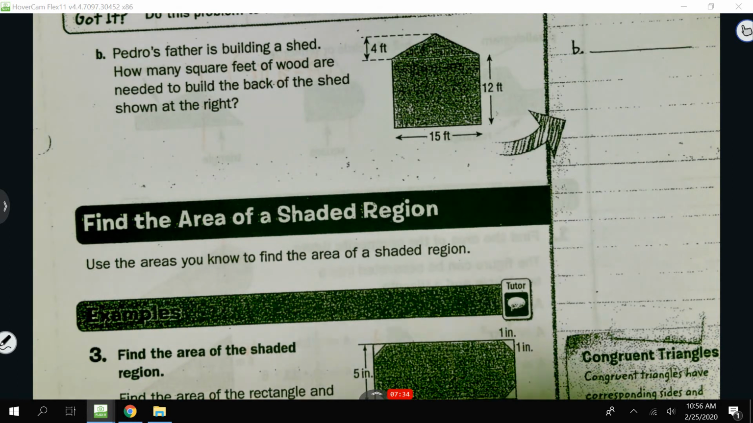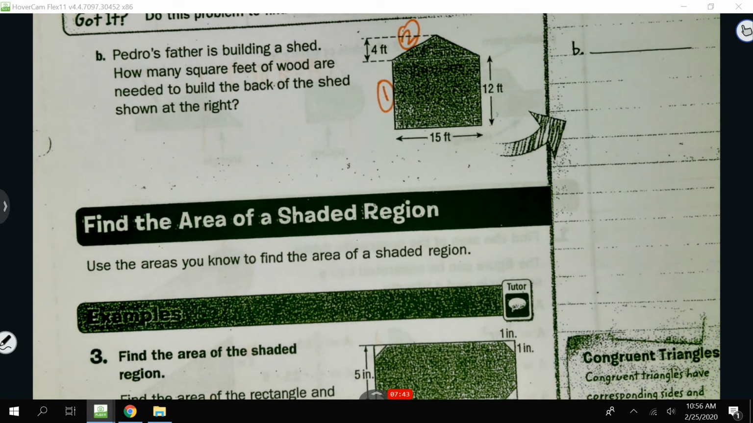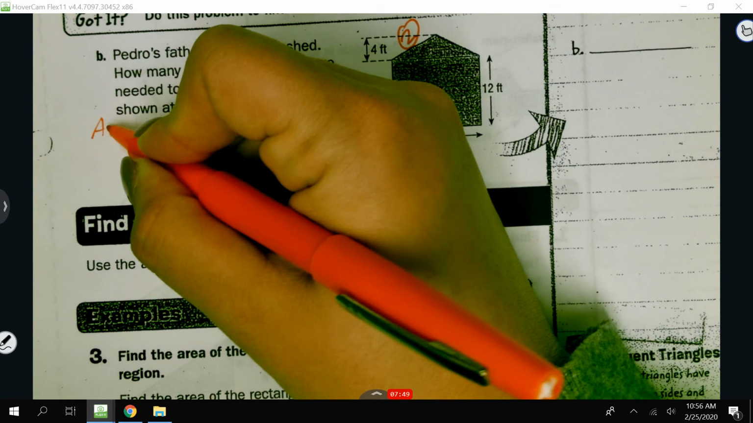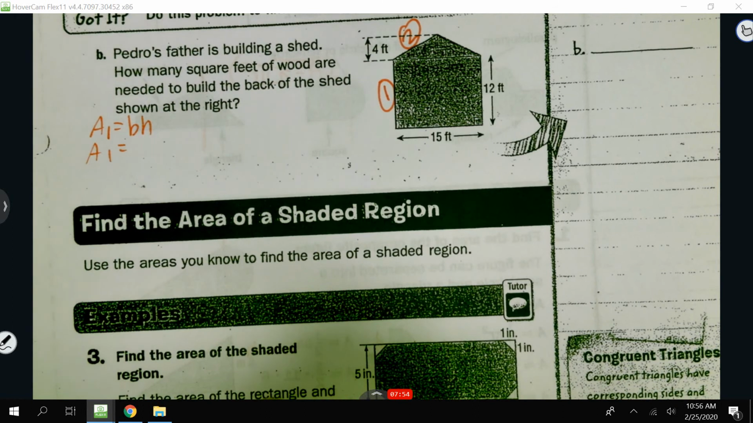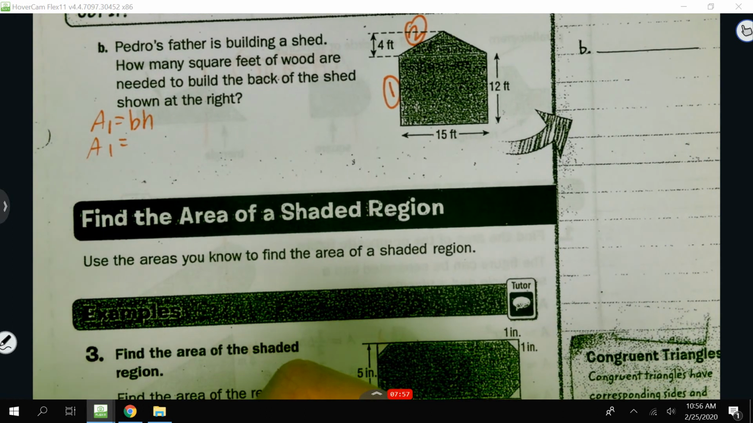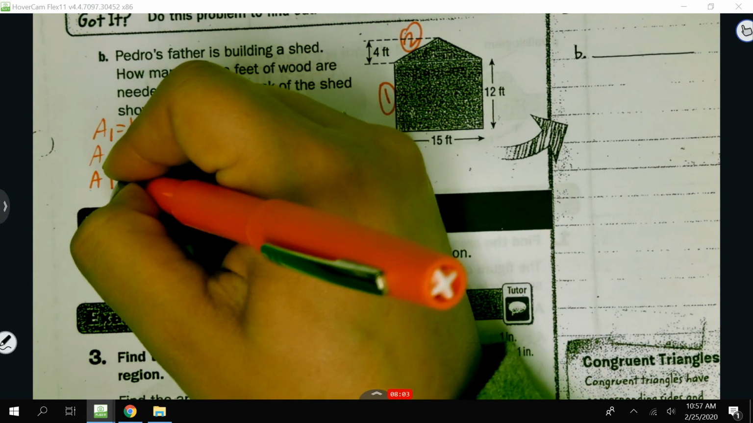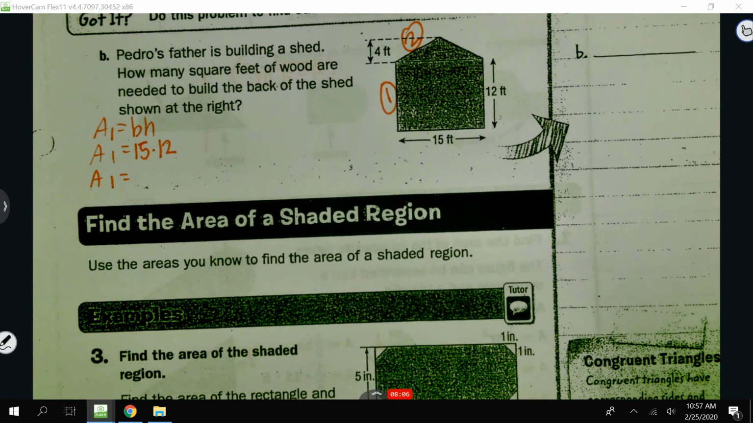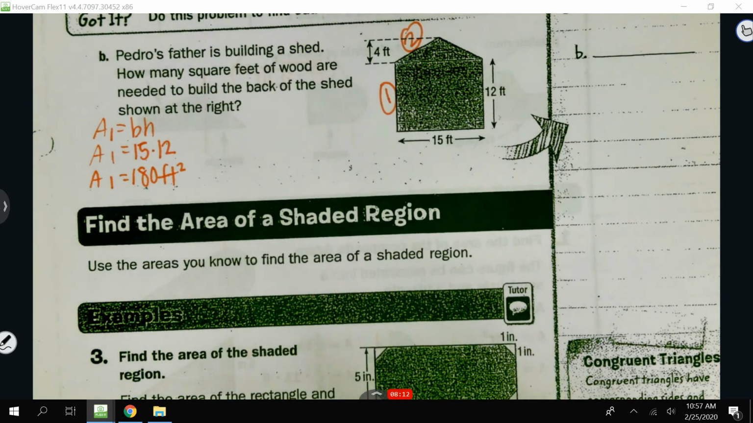So what two shapes do I have? Yep, you got technically a rectangle and then a triangle, right? So you want to find the area of both of those and then just add them together. So first, my rectangle, what is the base and the height of that rectangle? 15 and 12. So 15 times 12 is what? 180, thank you. So 180 square feet for the rectangle of the shed.